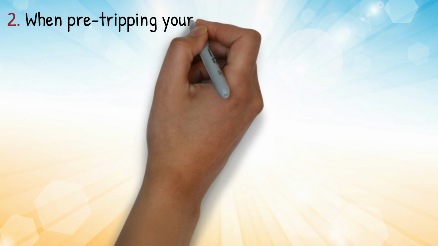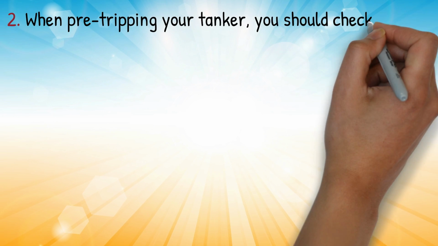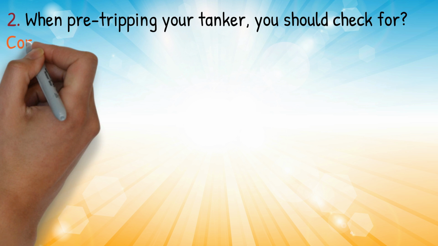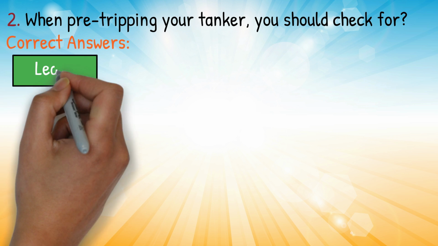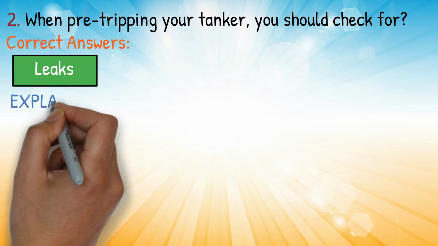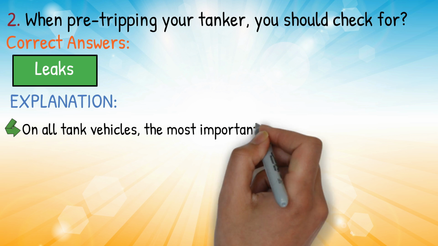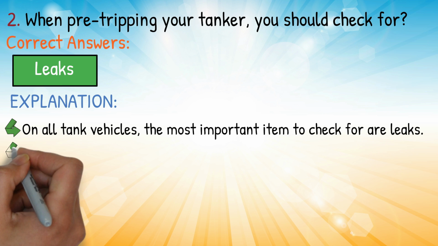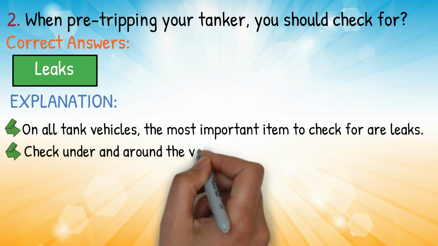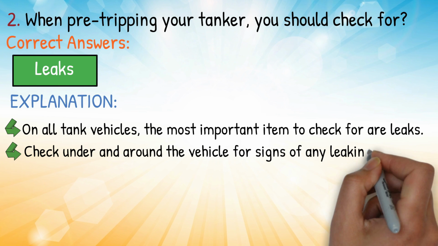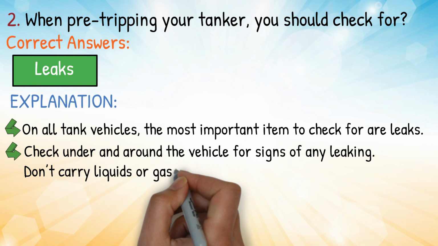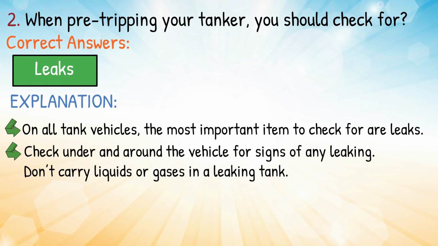Question number 2. When pre-tripping your tanker, you should check for. Correct answer: leaks. Explanation: on all tank vessels, the most important item to check for is leaks. Check under and around the vehicle for signs of any leaking. Don't carry liquids or gases in a leaking tank.